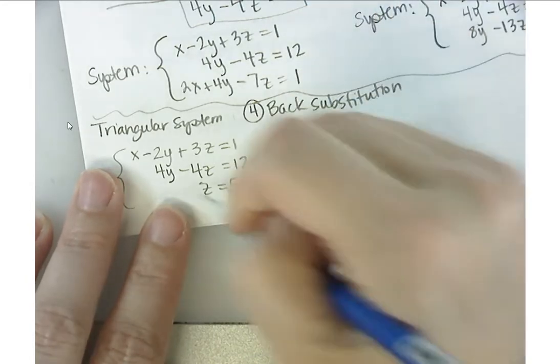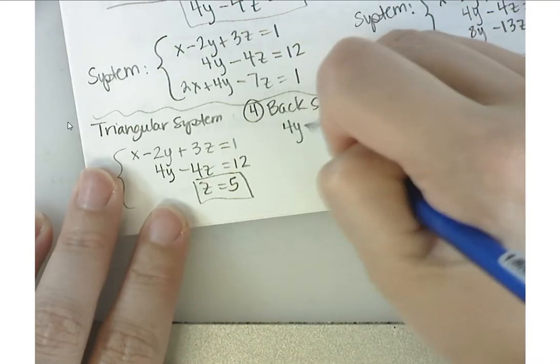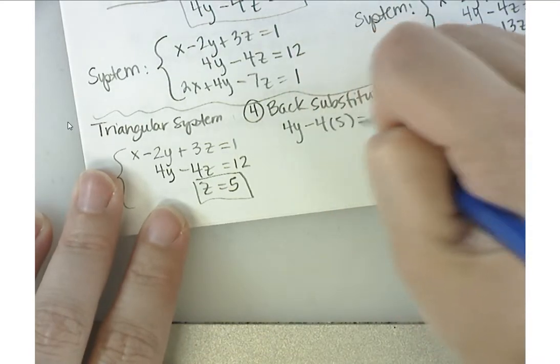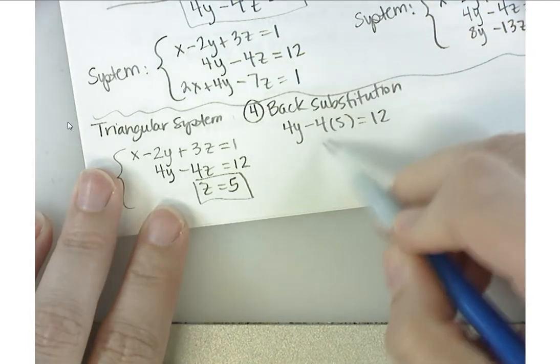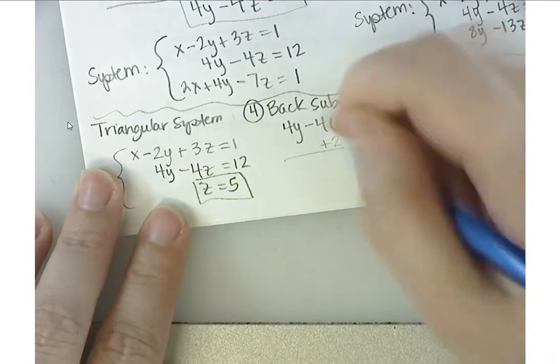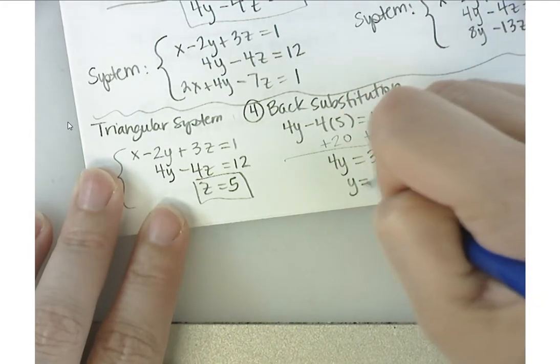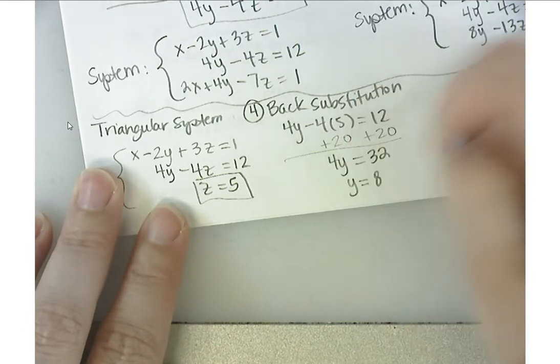So we already know that z is 5, so 4y minus 4 times 5 equals 12. We can see this is going to be negative 20, right? So it's okay if I just add 20 here. So 4y would equal 32. When I divide by 4, I would get 8.